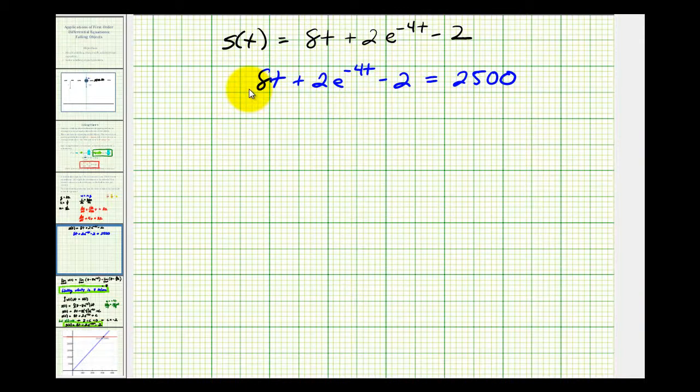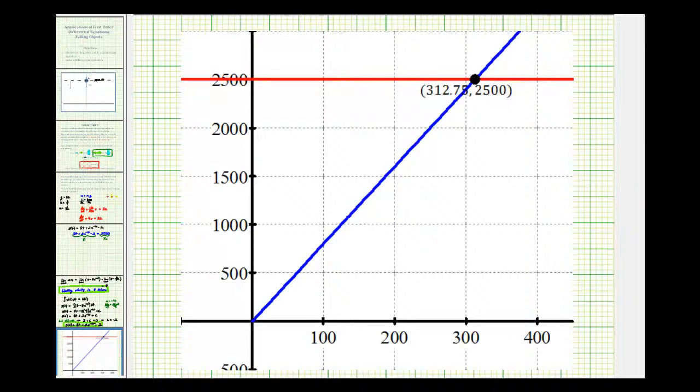We'll graph the left side of the equation as, let's say, y1, and we'll graph the right side as, let's say, y2. So if we graph this, the blue graph would be the graph of the left side of the equation, or y1, and the graph of the right side of the equation, the constant, would be the red graph, or y2. So this point of intersection represents our solution. Because we're looking for time, that's going to be the x-coordinate. So it's going to take approximately 312.75 seconds for this object to hit the ground.